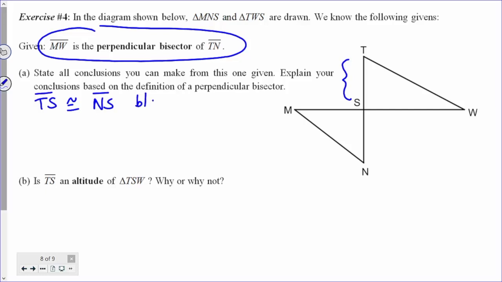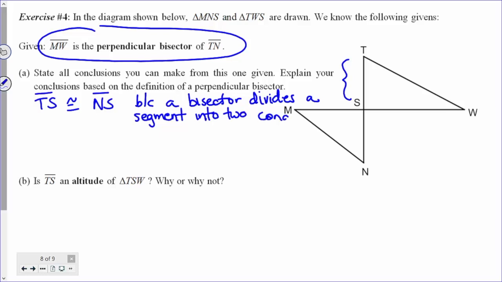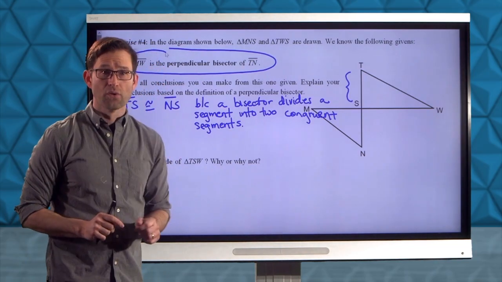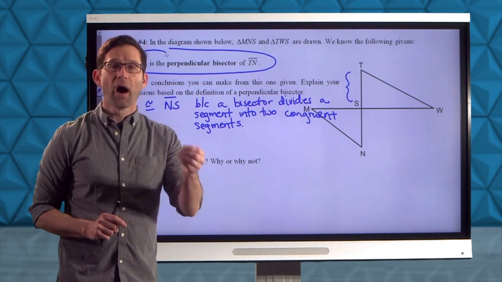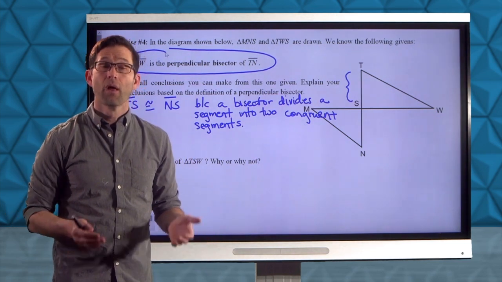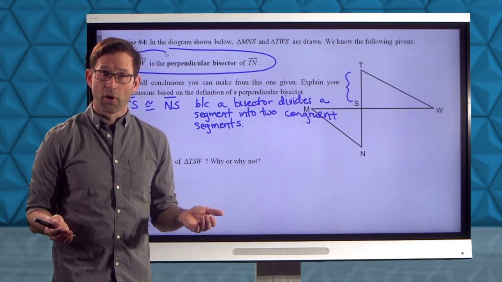And why? Because a bisector divides a segment into two congruent segments. Now, that's one conclusion we can make, but that's only the bisecting part of perpendicular bisector. The other part is the perpendicular part, right?